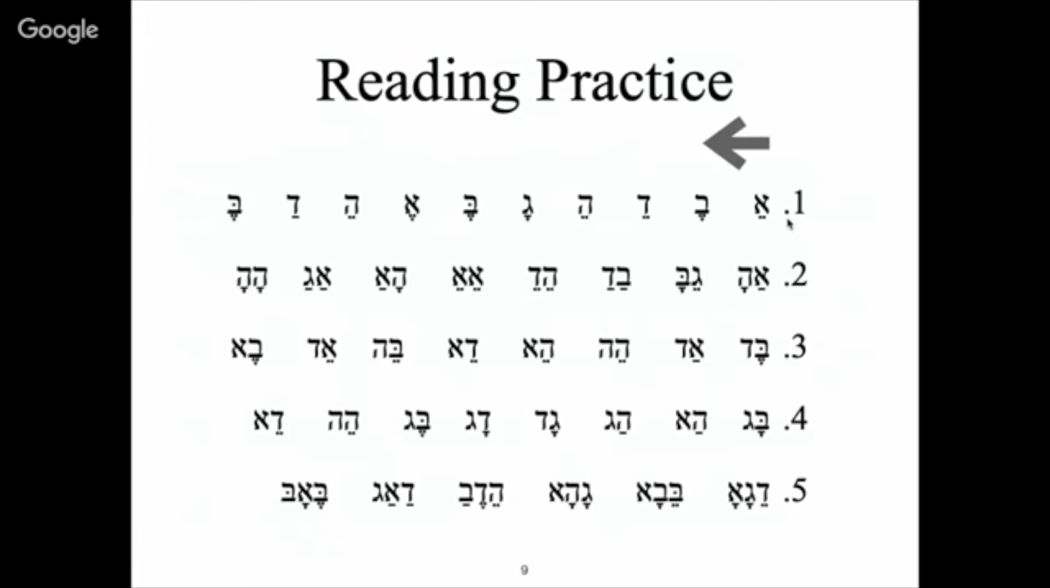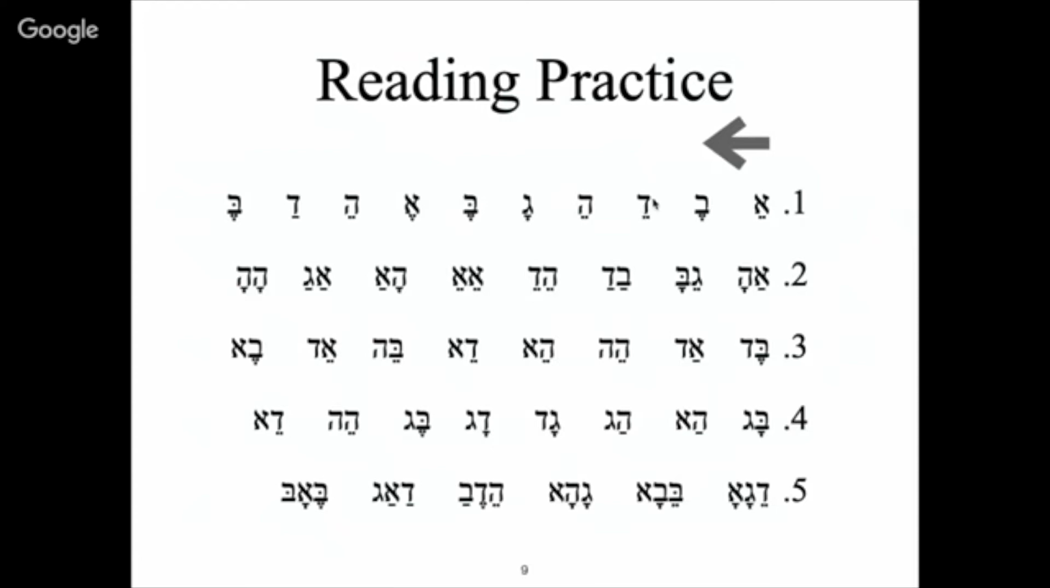Okay, since your mic is already on, let me hear you, mother, do this first line here. All right, you have to be patient with me. Okay. This is an aleph with the two dots. A. Yep, A. And the next one would be that.